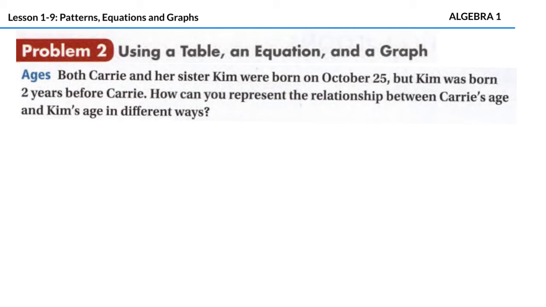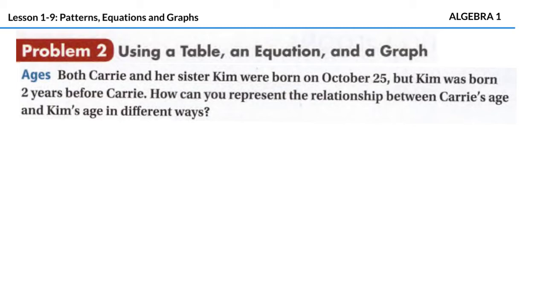Both Carrie and her sister Kim were born on October 25th, but Kim was born 2 years before Carrie. That means Kim is 2 years older than Carrie. How can you represent the relationship between Carrie's age and Kim's age in different ways? So let's try out all three different ways. Let's first try out with an equation.